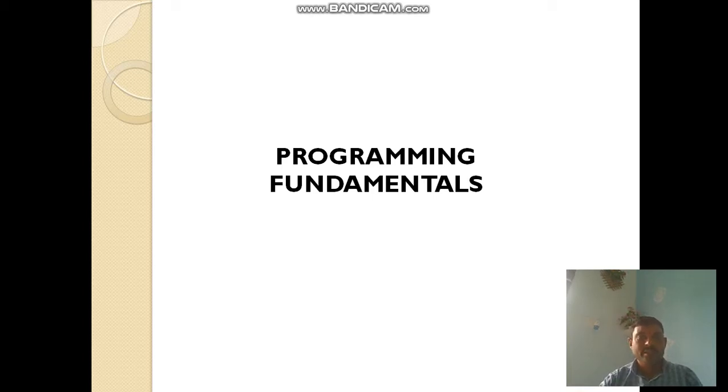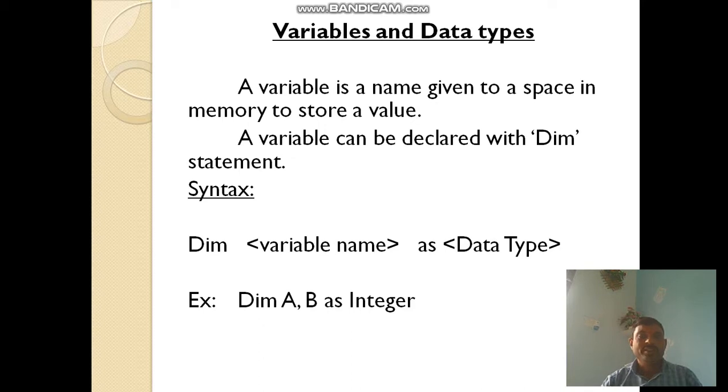In this class I am going to explain what a variable is and how to declare a variable in Visual Basic. A variable is a name given to a space in memory to store a value. In the C language, last semester, we have already created different types of variables. So what do you mean by a variable? A variable is a name of a memory location, or a name given to a space in the memory to store a value. So how do we declare or create a variable?